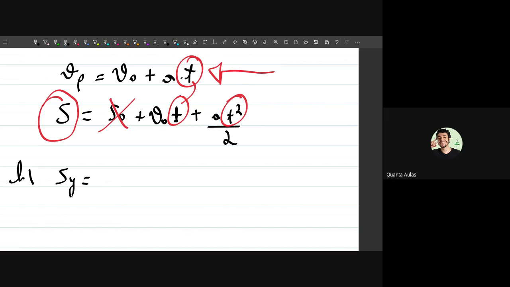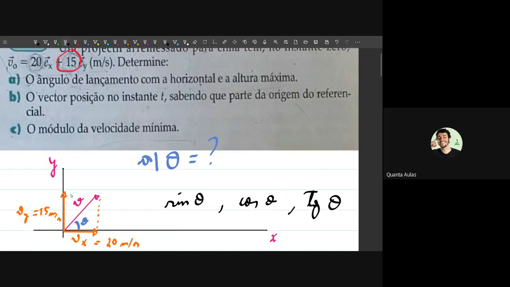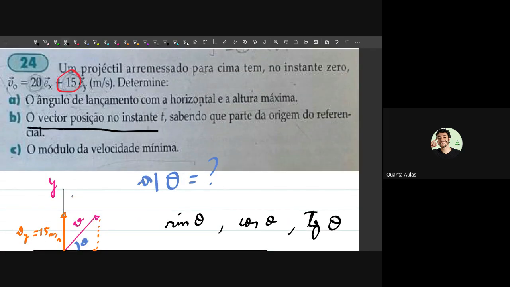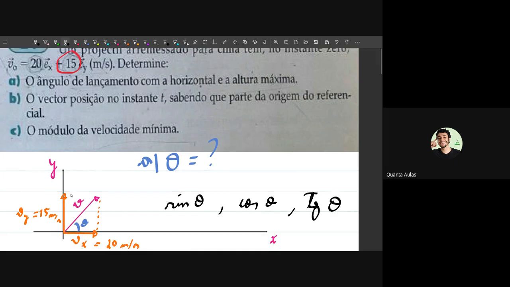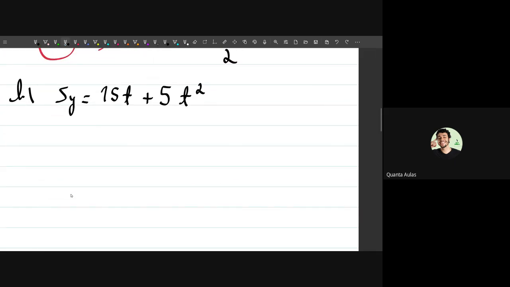You just use this right now. It is 50t plus 10 divided by 2 is 5, right? So this is the equation of the position in the y-axis, in vertical. The problem wanted the position vector at the instant t. The position vector is the two equations, okay? So the first equation is here, and the second equation, you know too.